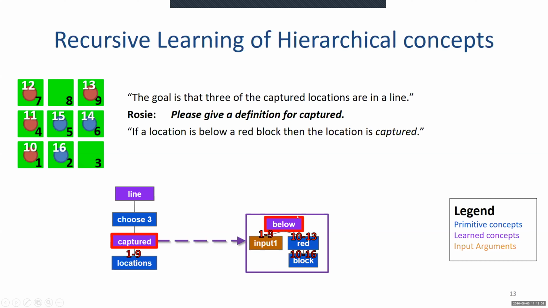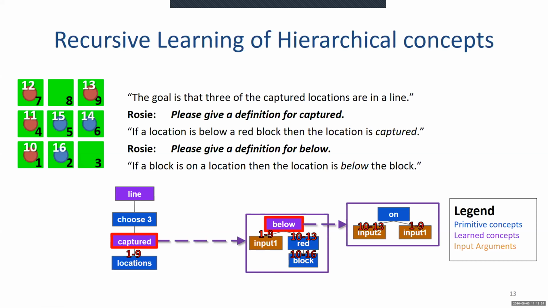But you'll notice here that we're highlighting in red just to indicate that we aren't able to resolve this part of the structure. And so what we'll do is we'll recursively ask for definitions until we can resolve this structure. And so we'll ask for a definition for below. So in this case, the agent actually didn't have a representation of below, so we need to teach it by using on and saying, if a block is on a location, then the location is below the block. And this way we can recursively learn this entire structure.